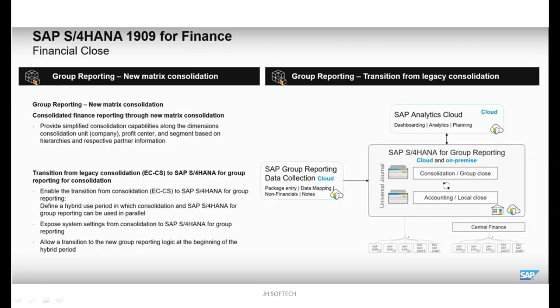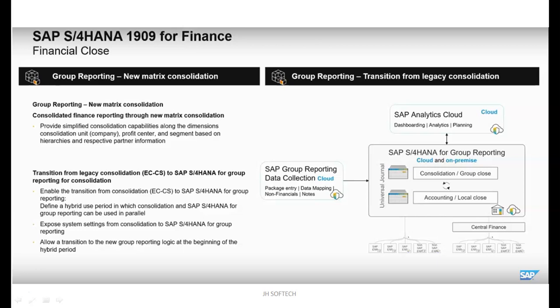in SAP's line of business finance, it's important for us to discuss group reporting as the first key innovation. Companies typically face a number of bottlenecks in the group close process, which delay the time to close the books and report the financial results. SAP S/4HANA for group reporting has been available since September 2018. The latest release addresses two of these hurdles: the intercompany reconciliation and matrix consolidation.